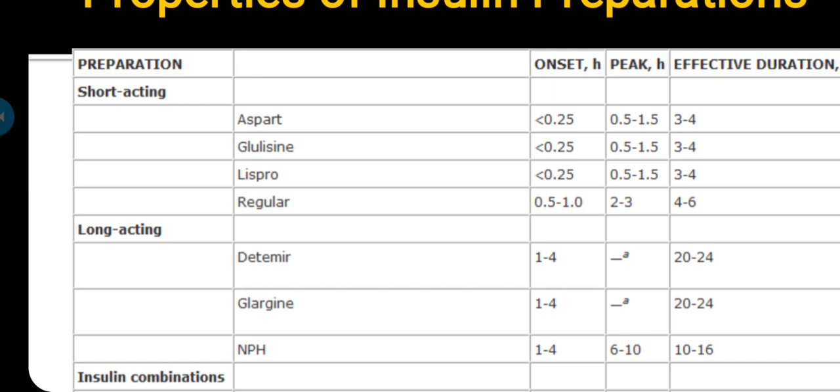So the purpose of short-acting and long-acting insulin is different. The purpose of short-acting insulin is to treat mainly the postprandial blood glucose, and the purpose of giving long-acting insulin is to control mainly the fasting hyperglycemia, because long-acting insulin will correct the basal insulin secretion, whereas short-acting insulin will correct the insulin peaks, which are normally present, but in diabetic patients their peaks are absent. That's why there is more postprandial hyperglycemia after meals.